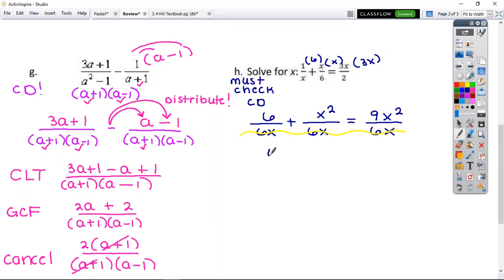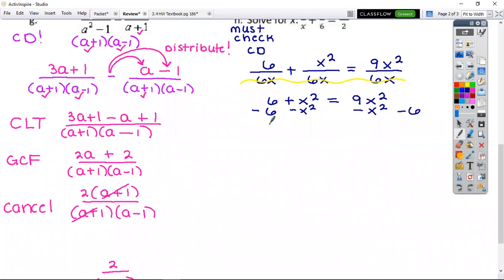So I have a 6 plus x squared equal to 9x squared. I'm going to shift my terms to the right-hand side so that this x squared stays positive. So move your 6 as well. So minus 6. All right, so we get 0 is equal to, I have 8x squared and minus 6.